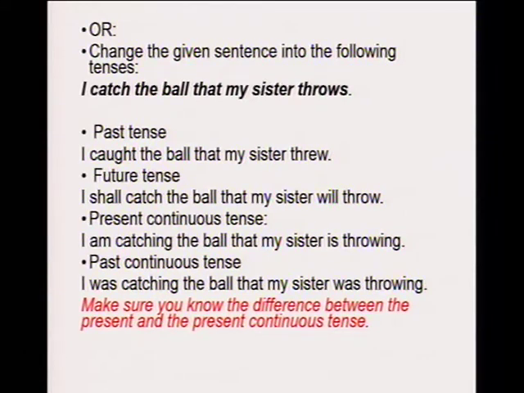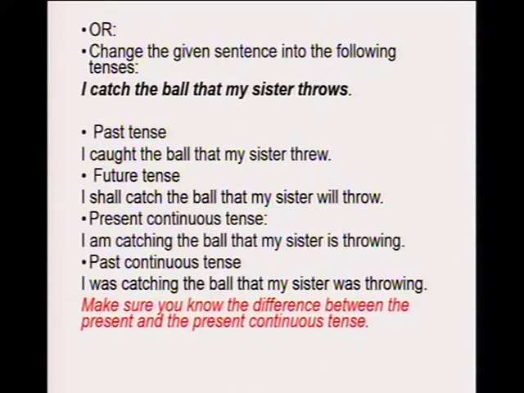Because for more people, you use the word are. Only I get the word am. One person is, more than one is are. Okay, then the past continuous tense. The catching stays the same, but the verb in front of catching changes to the past. So I was catching the ball that my sister was throwing.